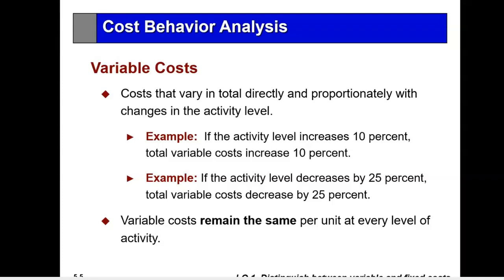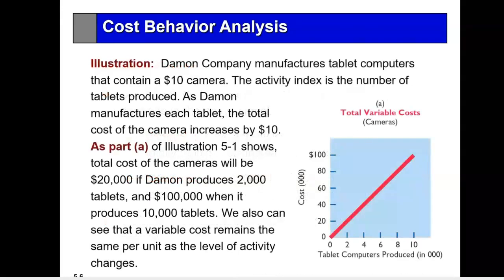But you will notice if I look at the unit cost of wood per desk, it remains the same. If I produce one desk, the unit cost is 50. If I produce two desks, the unit cost is 50. If I produce 10 desks, the unit cost for wood is 50. So that's how a variable cost behaves in terms of activity.